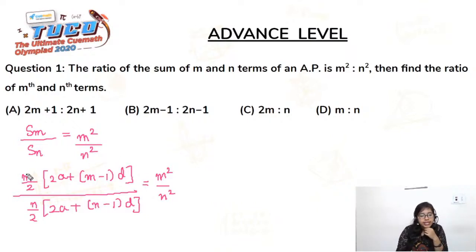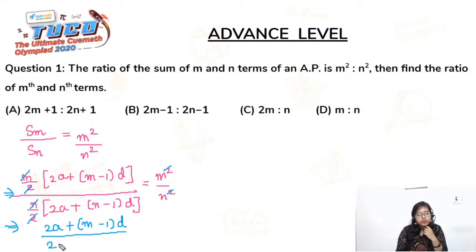You all can see that here there is one m and here there is m square, which could actually get cancelled. Same with n and n square. So the square terms get cancelled. The 2 and 2 get cancelled from here. So all we have from here is 2a plus m minus 1 times d. So this was the second step. Over 2a plus n minus 1 times d is equal to m over n.